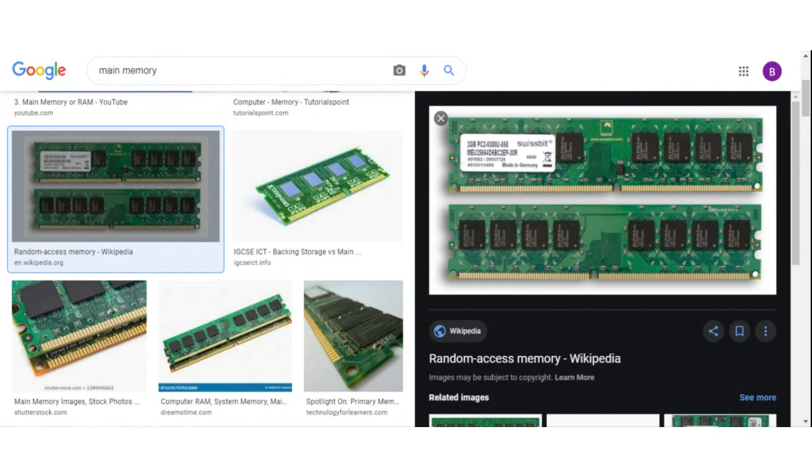And now we have types of ROM. The first one is types of ROM. Let me just type it for you here. Types of ROM.